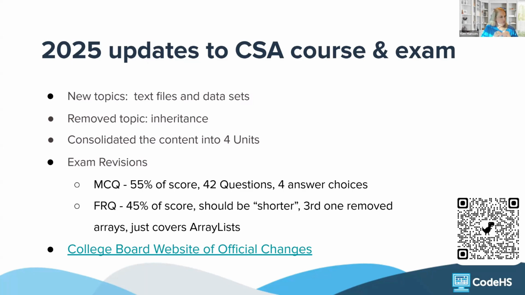So I don't know why we needed 2 more, but we did. And 4 answer choices instead of 5. And then the free response question is 45% of the score, should be shorter questions according to the College Board. We'll see. And the third one is just ArrayList, not arrays or ArrayLists.